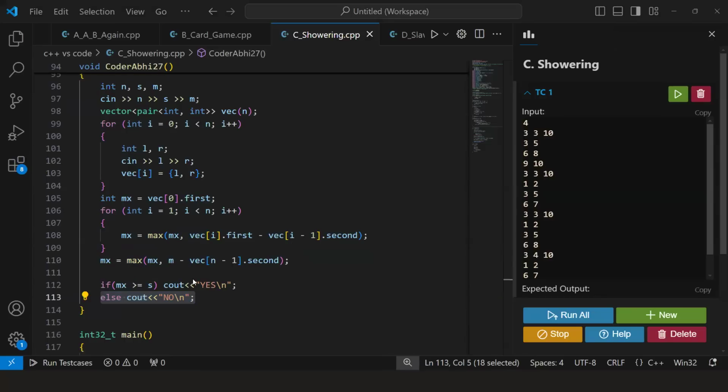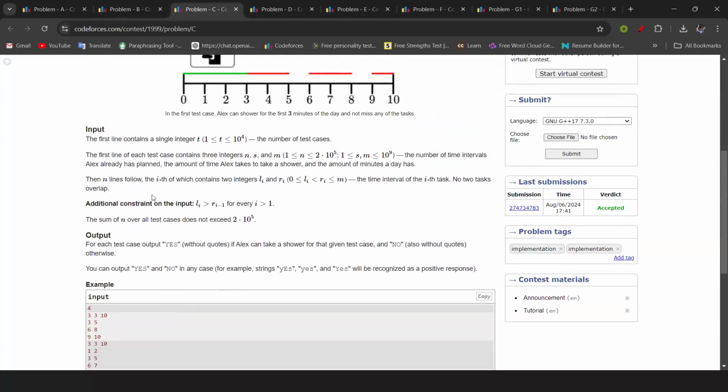Why not sorting? For sorting, we are already given in the question that it is sorted according to time. Had we been given that it's in random order, then we would sort them first. But here you can see the additional constraint we are already given: Li is greater than Ri minus 1. So every next interval would start after the end of the previous interval. That's what it means. So it's already given in sorted and non-intersecting form, which we can understand from this constraint. So we don't need to sort it. If it was not given, we would sort it first.